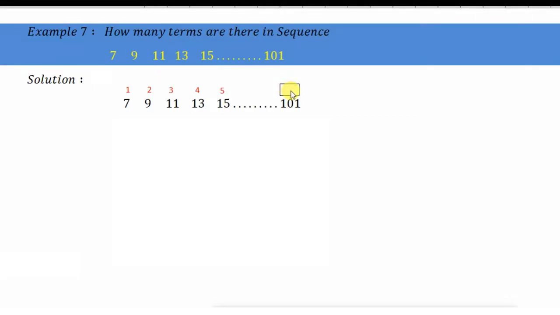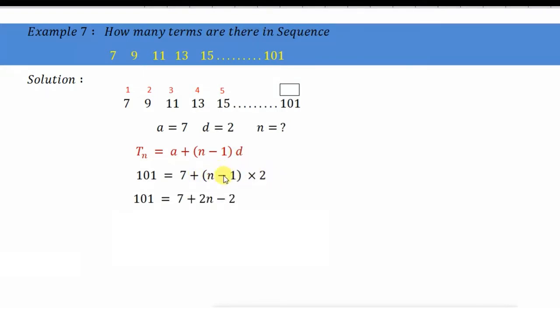You can pause the video and try doing it yourself, and check the answer later, or you can see the solution. To find n, we have the formula Tn is equal to a plus n minus 1 d. A is 7, d is 2, and we have to find n. The nth term is 101. So a is 7, plus n minus 1 times 2. I'll multiply this to the bracket, that is 2n minus 2.